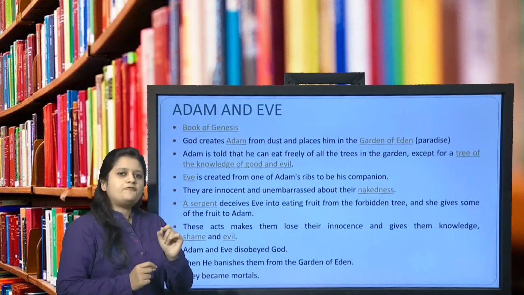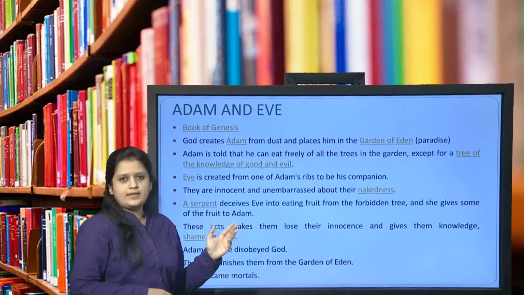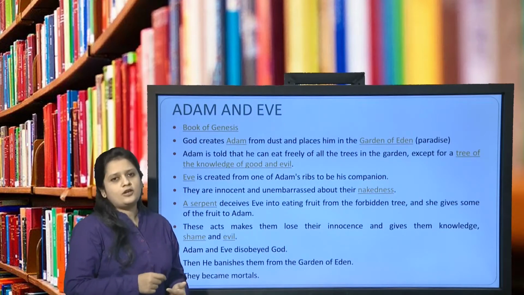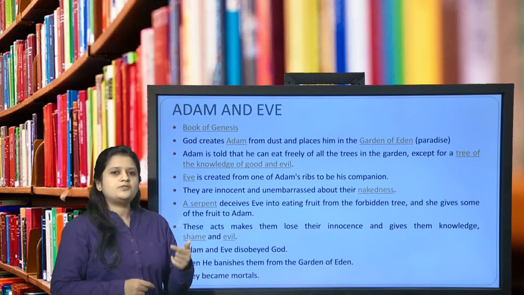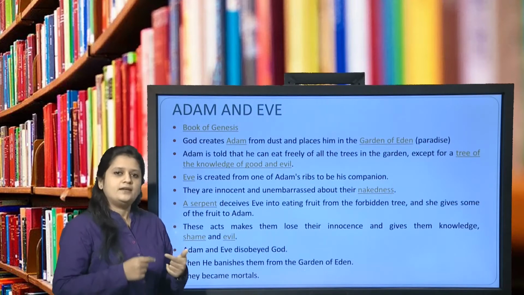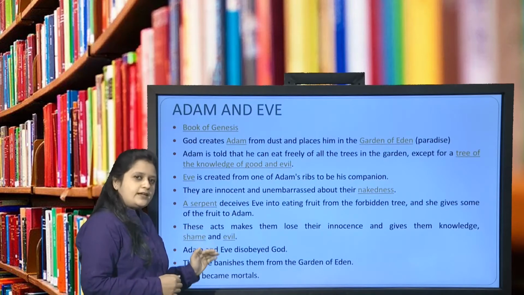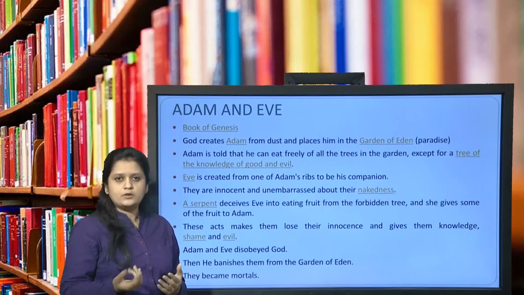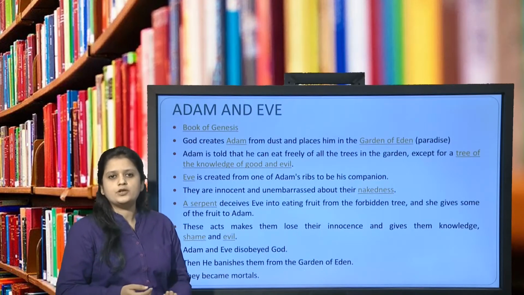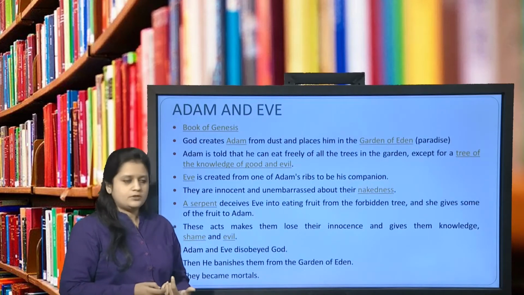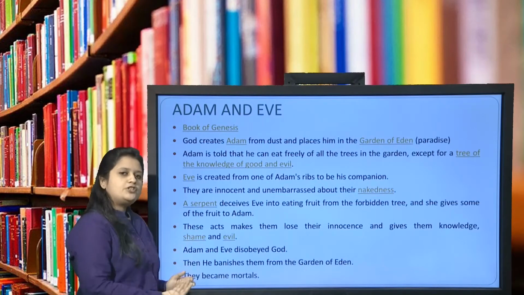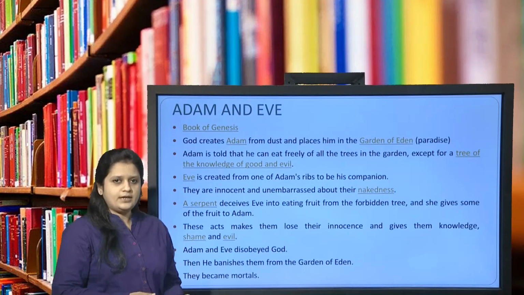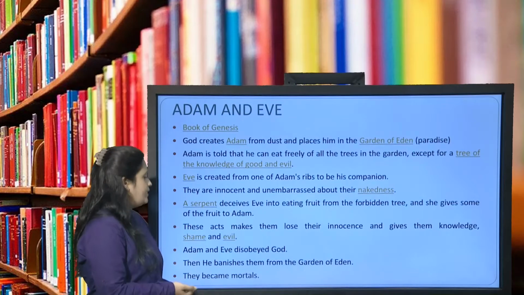Now, the very act of eating the fruit makes them lose their innocence and gives them knowledge. With the knowledge comes the knowledge of shame, of evil, of bad, everything follows. The act of eating the forbidden fruit makes them disobey God's only rule, that you are forbidden to eat the fruit. They break the promise, so they have disobeyed God. And following this, God banishes both Adam and Eve from the Garden of Eden, and the great fall comes into their life and they became mortals.